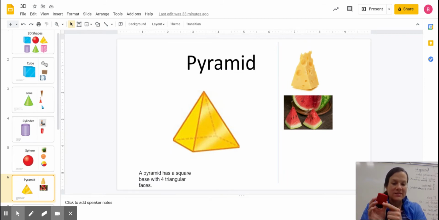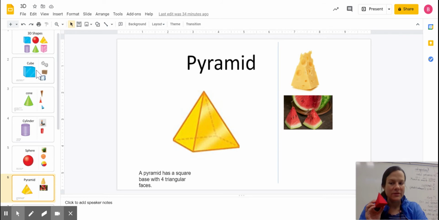A pyramid has a square base. Remember our square we learned yesterday. And it has 4 triangles. Triangles, remember, have 3 sides. And there's 4 of them on the pyramid. Just like a slice of cheese, like at the top, or a slice of watermelon. Can you say pyramid? Awesome.